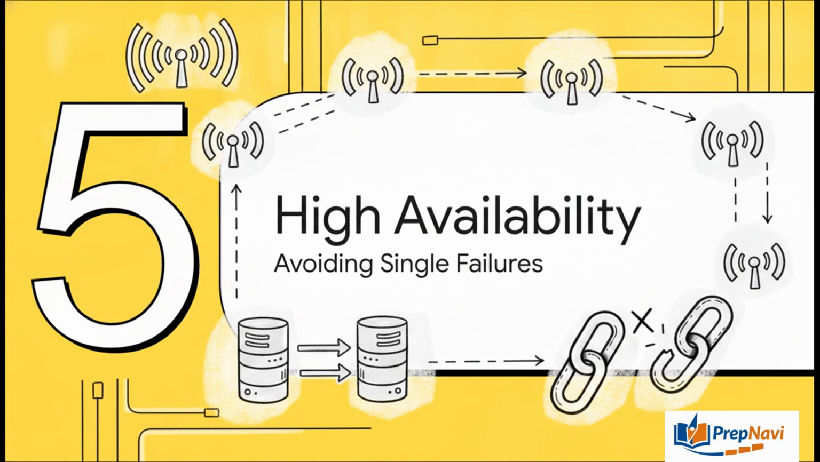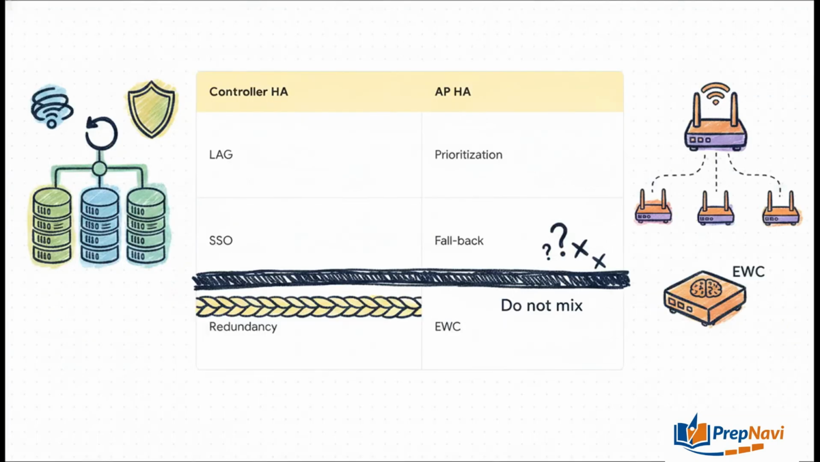Almost there! Section 5. High Availability Requirements. We are now entering the final stretch of the exam blueprint. Because really, what good is a brilliantly designed network if a single point of failure takes the whole thing down? This perfectly illustrates our final set of exam traps.